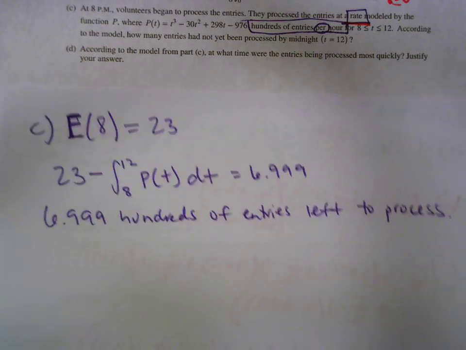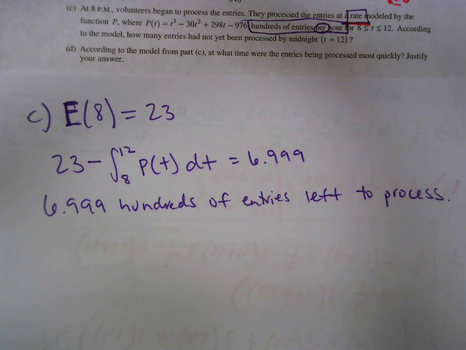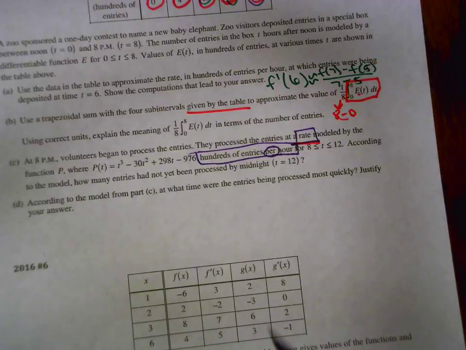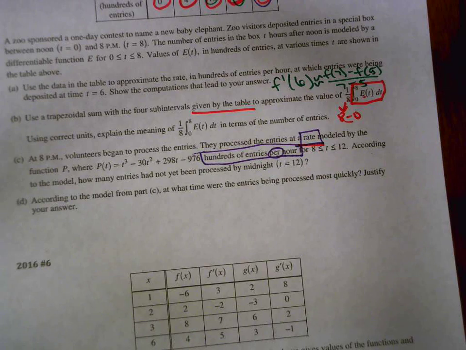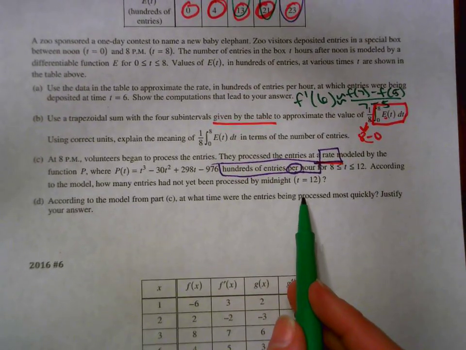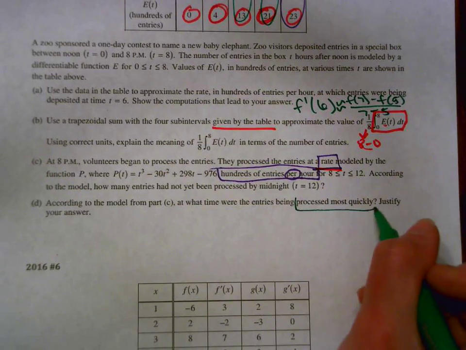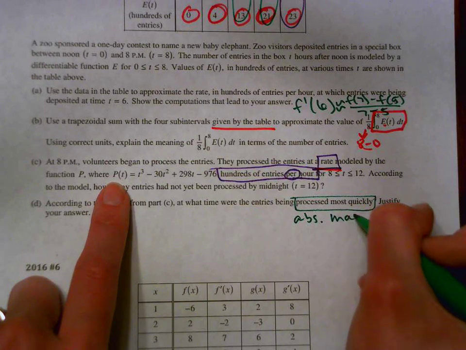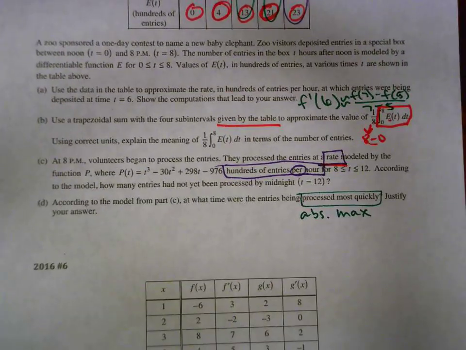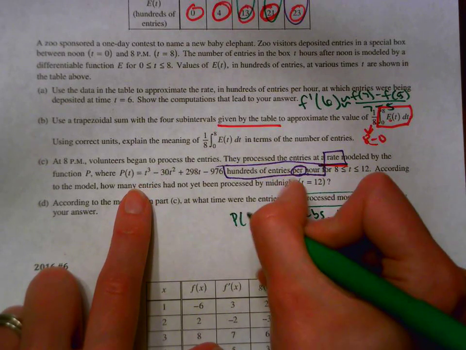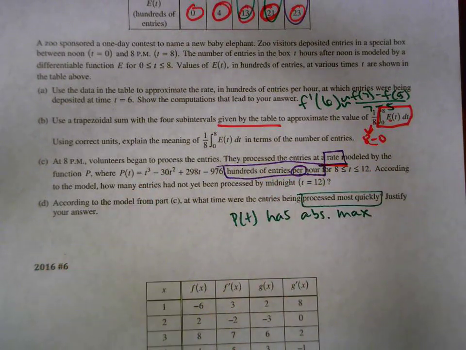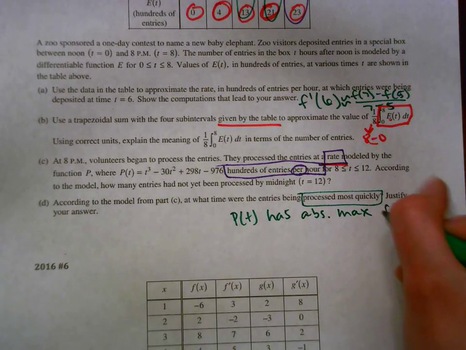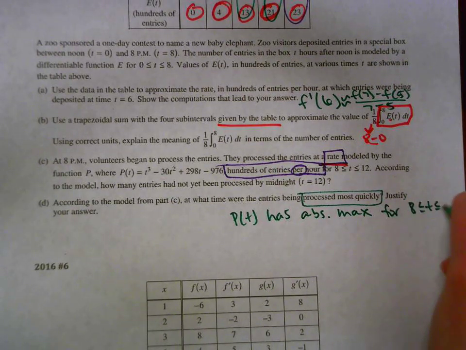Okay, next one says according to the model for part C, at which time were the entries being processed most quickly? So, what is that asking? It's saying for this interval, when was it being processed most quickly? So, you're asking about when did this P of T get its absolute maximum, right? That's whenever they're being processed most quickly, that's when P of T has an absolute maximum for the interval 8 to 12.